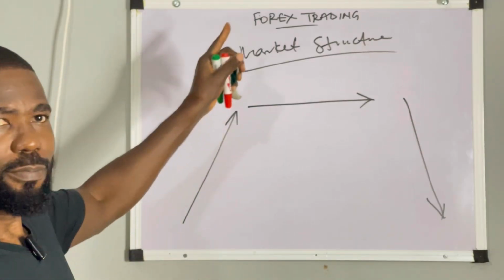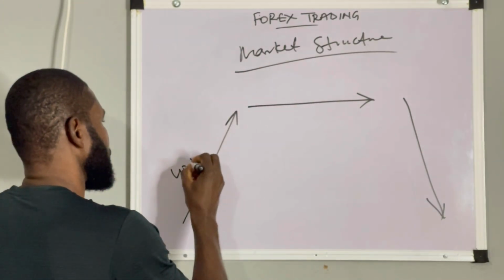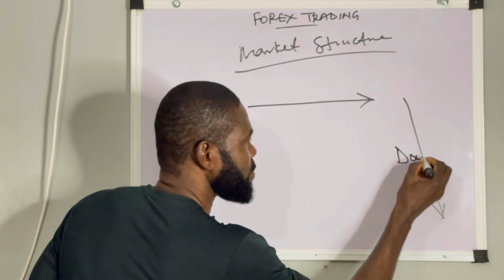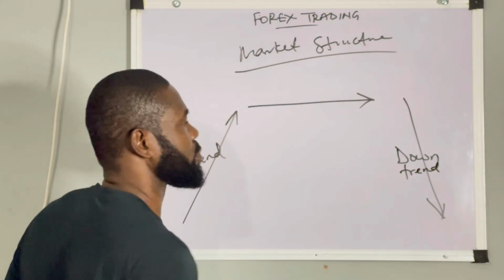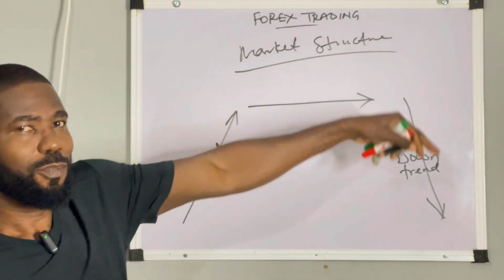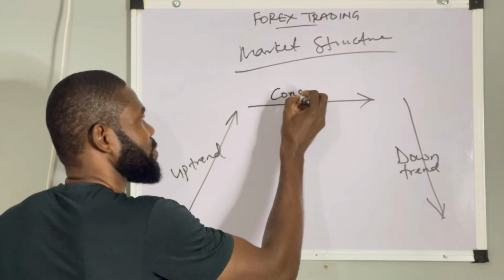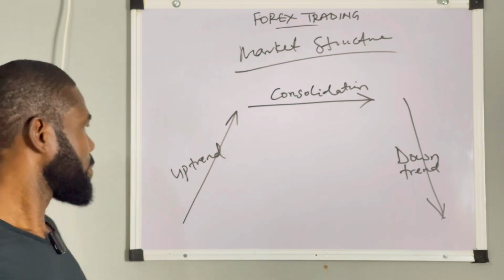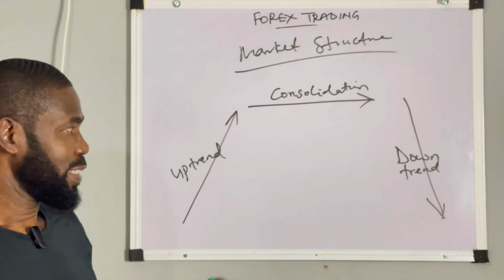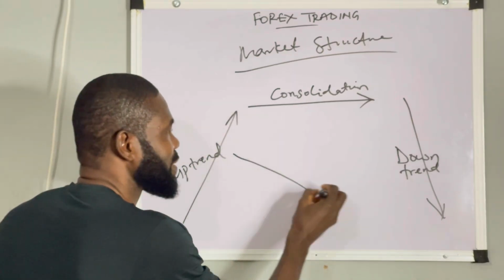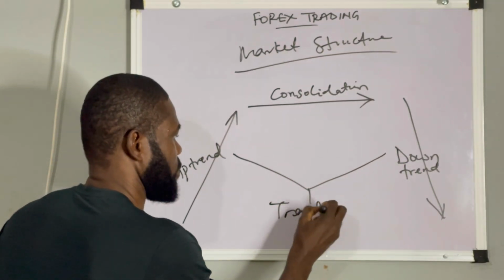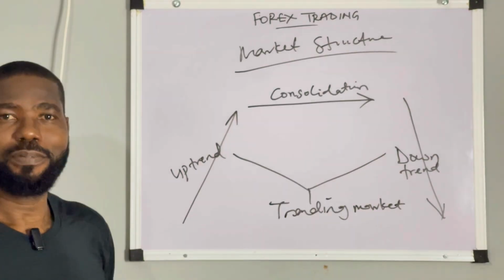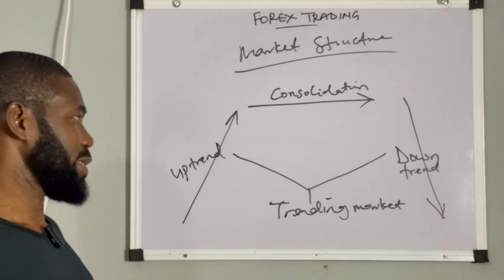So when market moves up, we call it an uptrend. And when it moves down, we call it a downtrend. And when it moves sideways, we call it a consolidation. Now, uptrend market and downtrend market are both called trendy markets, while this consolidation is called a consolidating or sideways market.